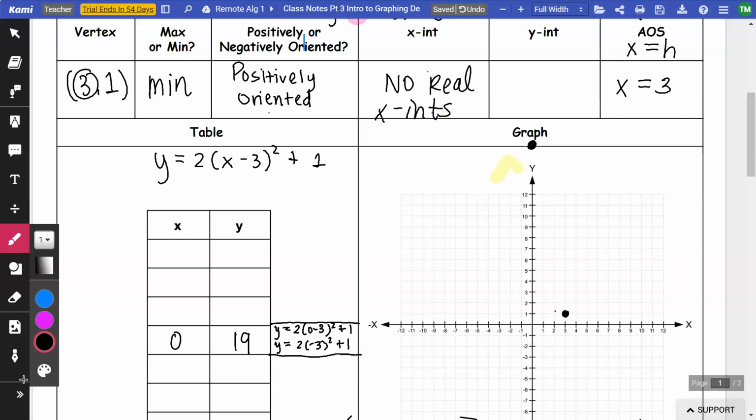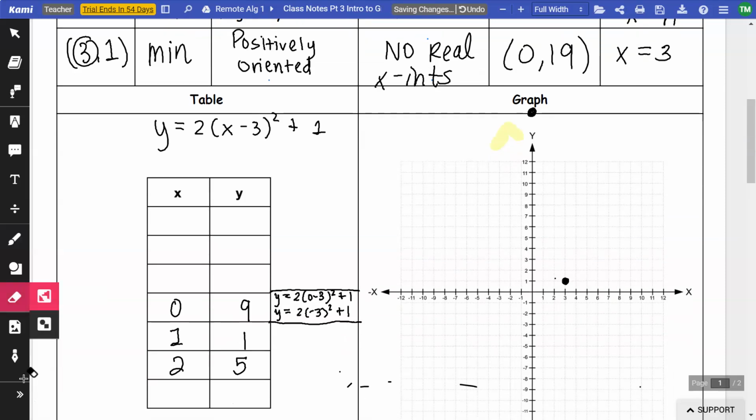I'm going to pick some x values to plug in. I'm going to pick 1 and 2. And then just to find some other points, I'm also going to plug in 4 and 5. Just so I can get an idea of where this parabola is and how I can graph it a little more accurately. So we found our y-intercept at 0, 19. All right, so let's plug in 1, 2, 4, and 5. I am silly. I don't know why I wrote 4 and 5 right there. Should do 4 and 5.